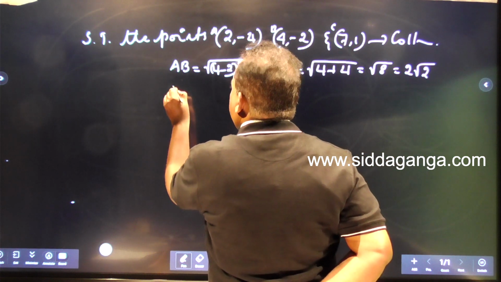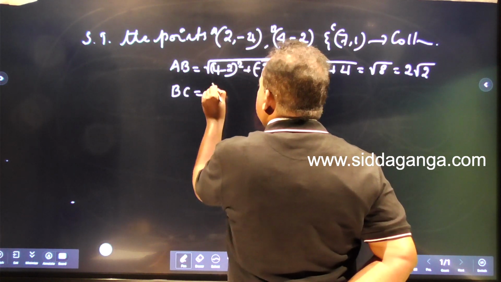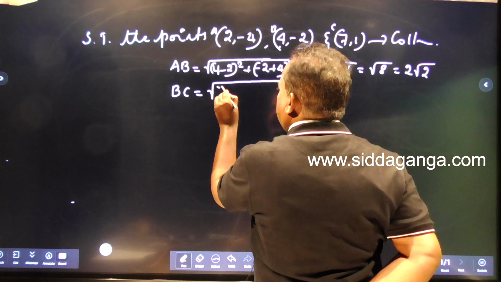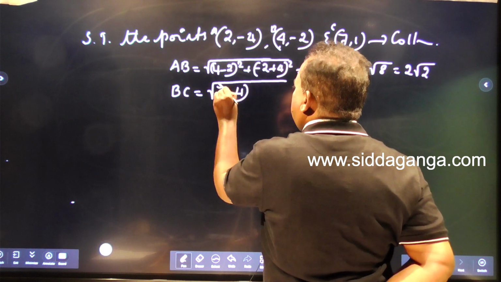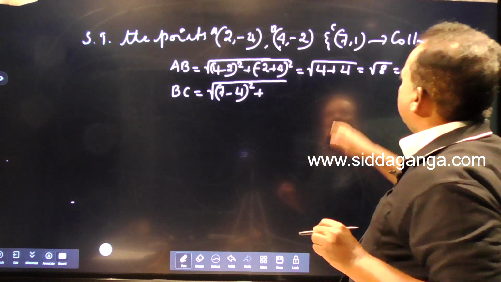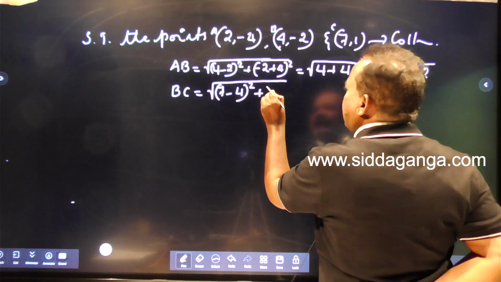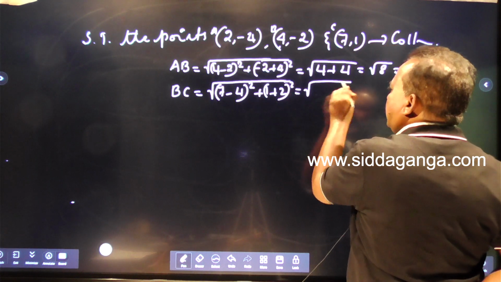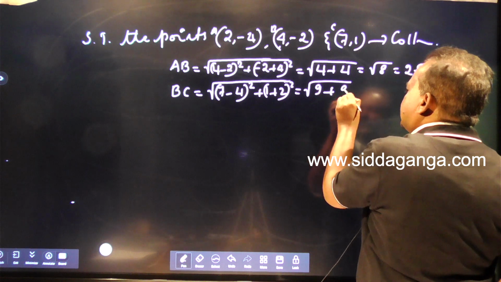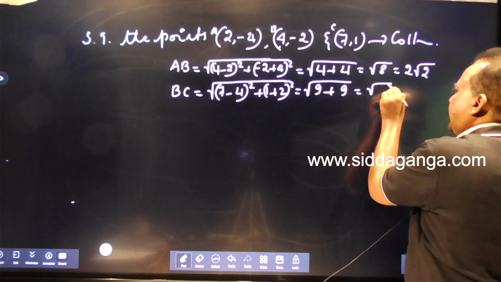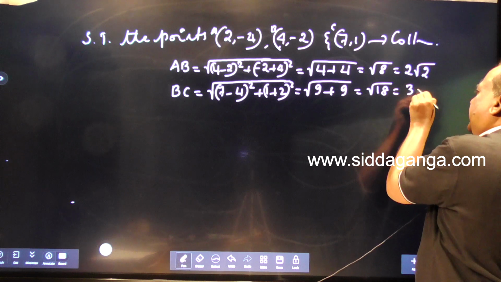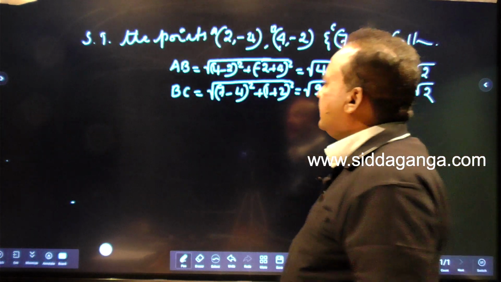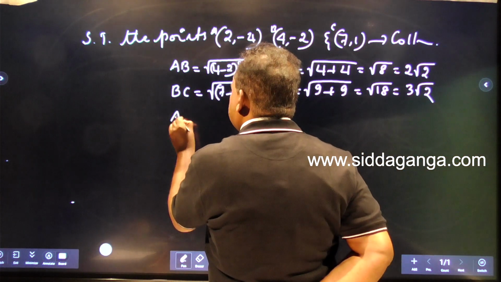What is BC? Square root of 7 minus 4 whole square, x2 minus x1 same type, plus y2 minus y1, 1 plus minus of minus means plus 2 whole square. 7 minus 4 is 3 square is 9, 1 plus 2 is 3 square is 9, root 18. That root 18 is nothing but 9 into 2, which is written as 3 root 2. So that is BC. Similarly, you can find the last distance AC.